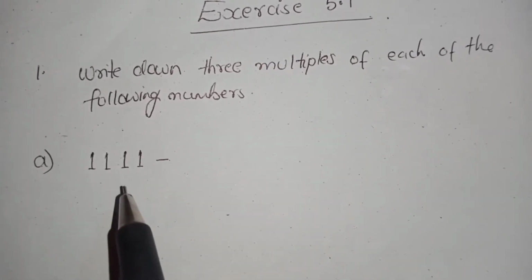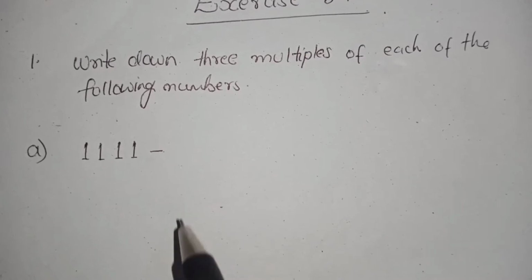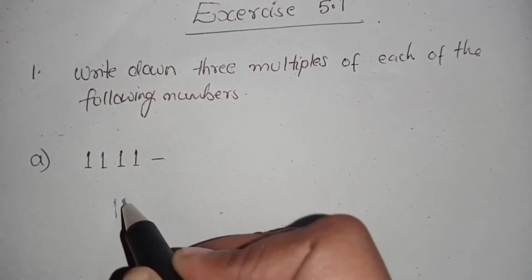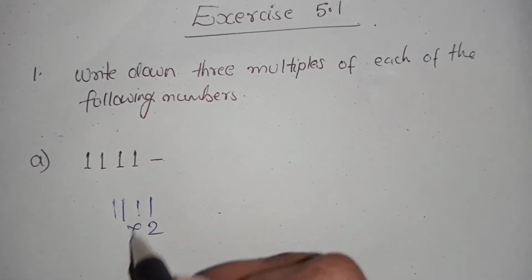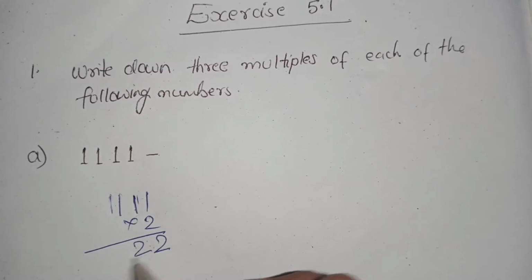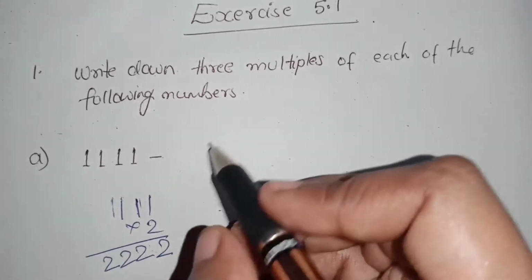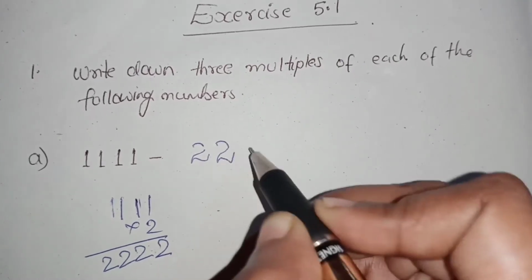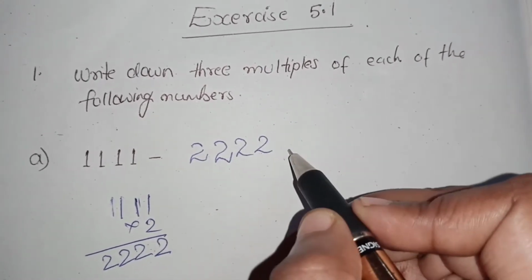1111 2 times, how much? So what you can do? You can multiply by 2. 1111 into 2. So how much will you get? 2 1s are 2, 2 1s are 2, 2 1s are 2, 2 1s are 2. So what is the next multiple? 2222.